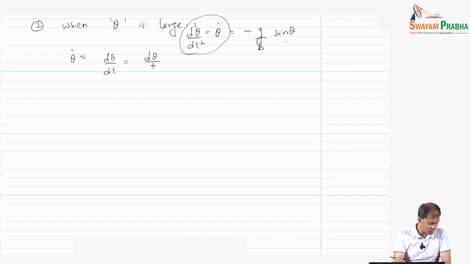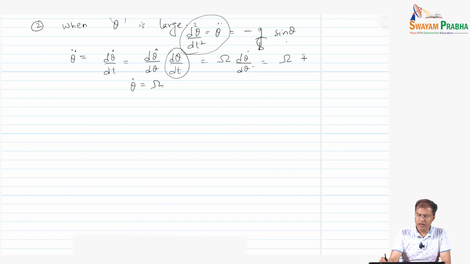So we see that theta dot is equal to d theta dt. I would rather say theta double dot is d theta dot dt, and this is d theta dot d theta times d theta dt. And d theta dt is the so-called omega, or the angular velocity. So this is omega times d theta dot d theta. Theta dot is my angular velocity omega, so we get that this is omega times d omega d theta.